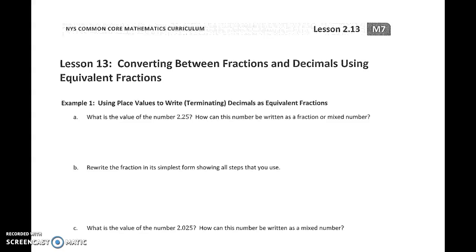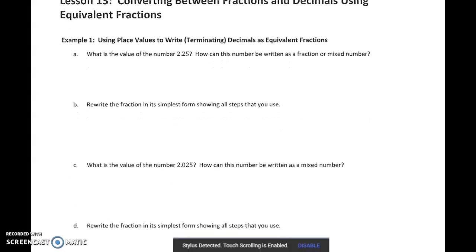Lesson 13 is on converting between fractions and decimals using equivalent fractions. And guys, it's really important that we can go back and forth because some things call for fractions: when you're cooking, when you're eating pizza, when we're dealing with feet and inches and yards and everything in our U.S. Customary system. Whereas decimals, money is counted in decimals. Our metric system is counted in decimals. So we really want to be comfortable with both. So let's work on that.